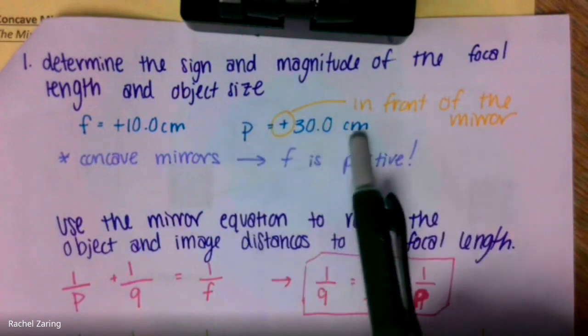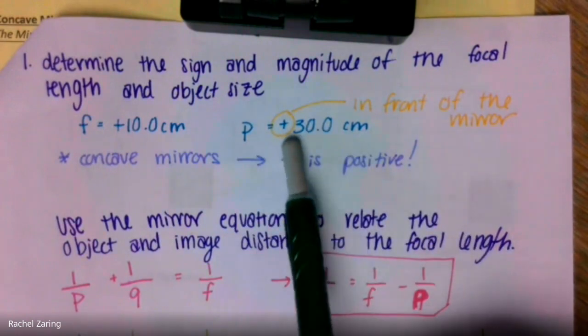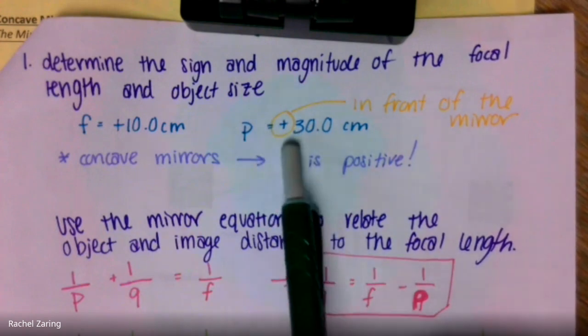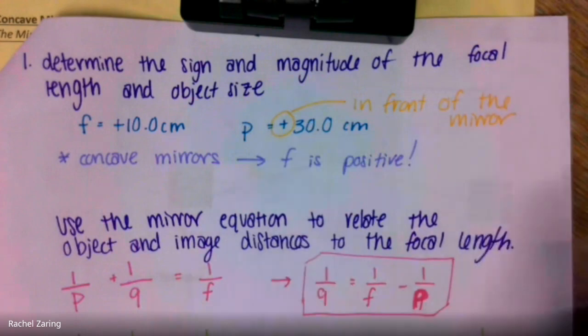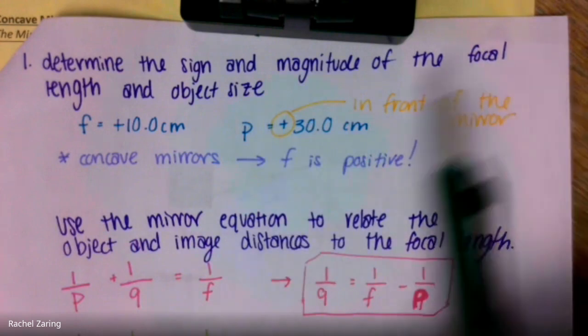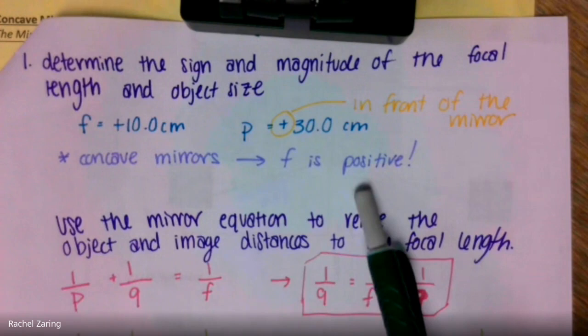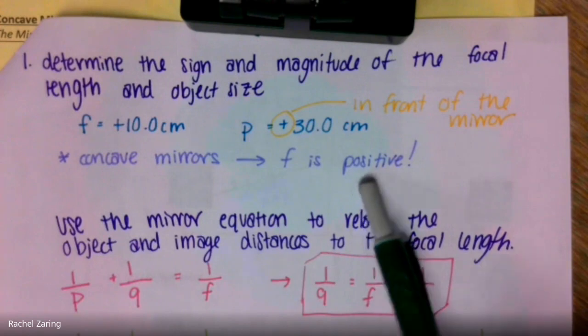Now something I want you to note, which was in your notes, but just as a reminder: P is positive if it's in front of the mirror, and it's negative if any of these values are behind the mirror. So for concave mirrors, your focal point is always going to be positive as well.